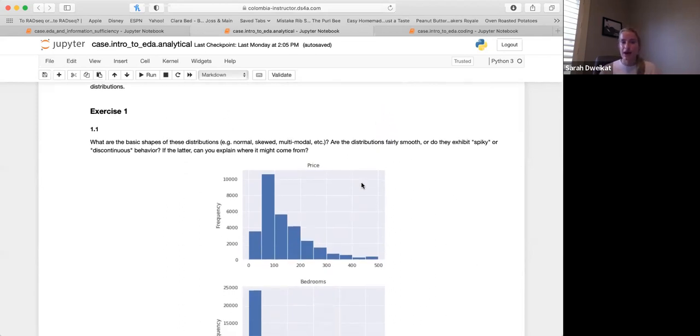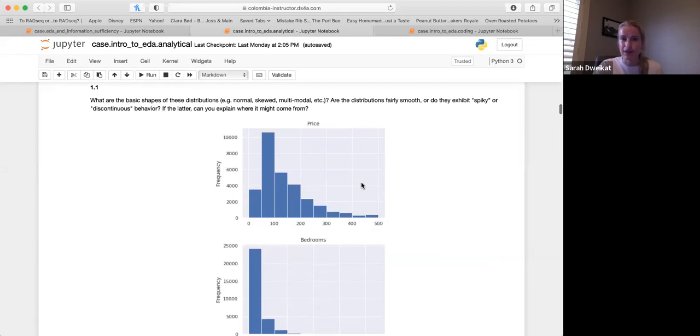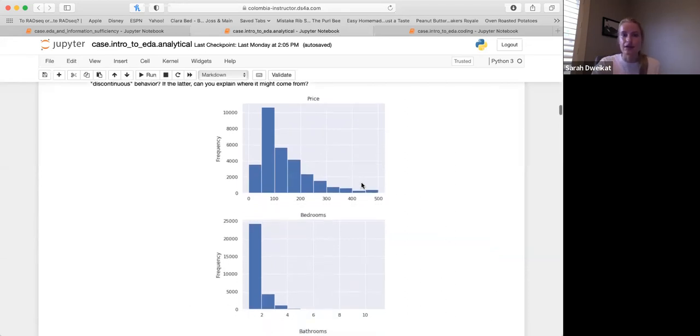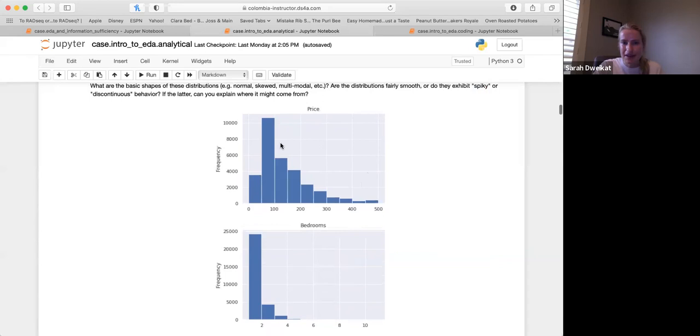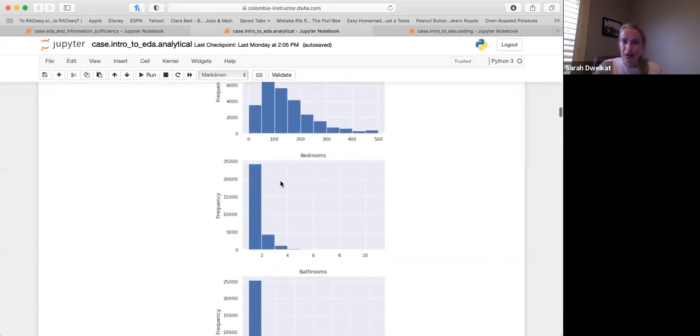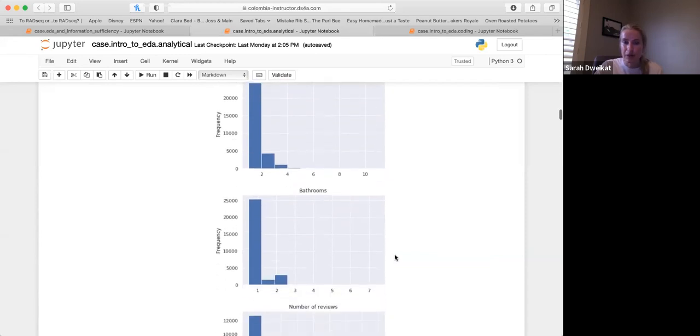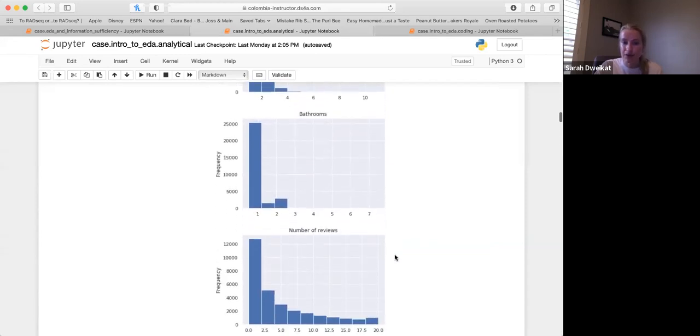So let's think about exercise 1. What are the basic shapes of these distributions? Normal, skewed, multimodal, for these histograms. Are they fairly smooth, or do they exhibit spiky or discontinuous behavior? And where might that come from if it is discontinuous? So let's look at our price histogram. We have our bedrooms histogram, our bathrooms, and number of reviews.